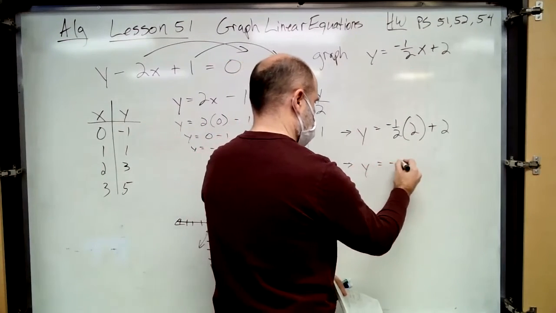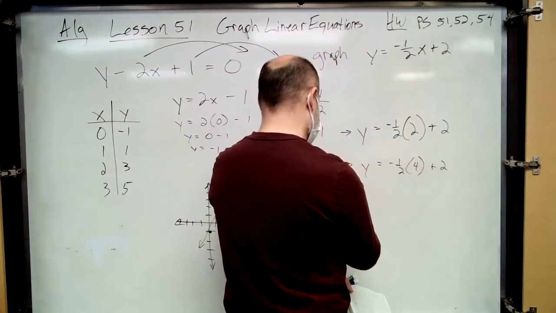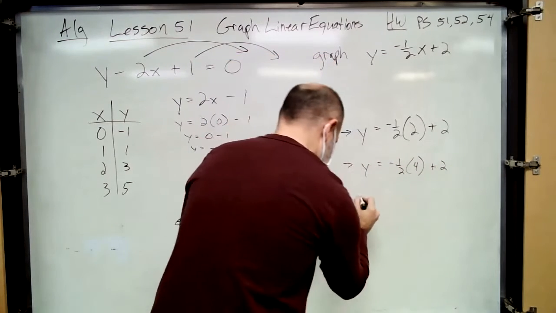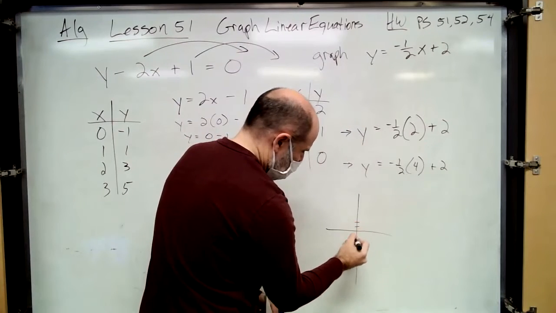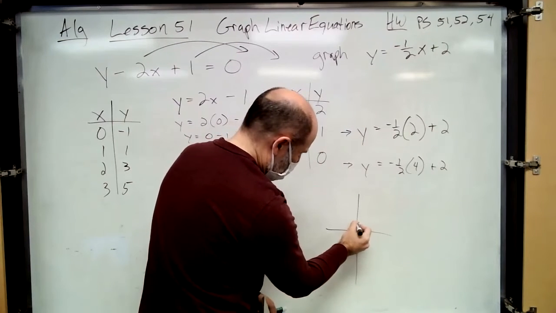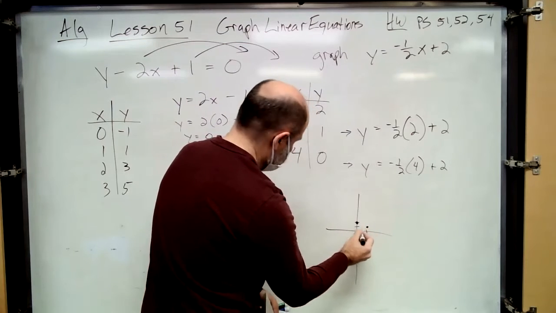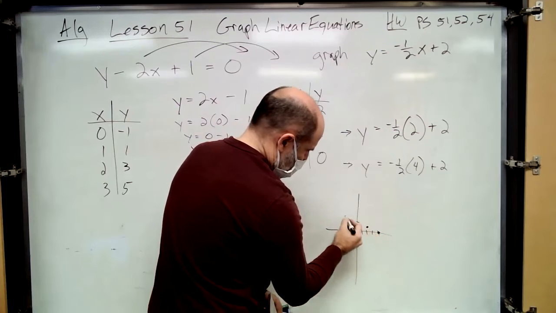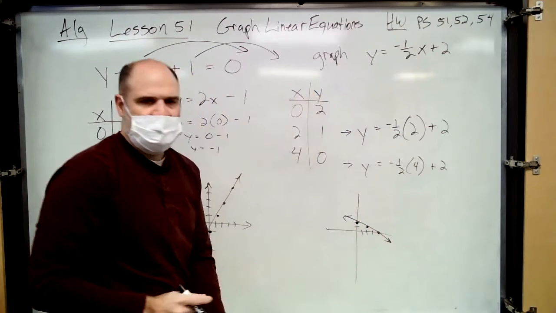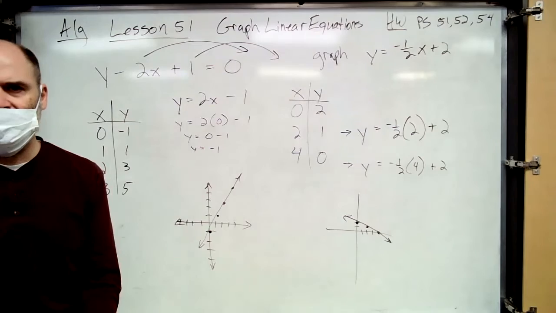Yes. Negative 1/2 times 4 is negative 2, plus positive 2 cancels out to 0. So let's graph it. 0, 2: to the left or right 0 and up 2. Boom. 2, 1: over 2, up 1. 4, 0: over 4, up 0. And you're done. That's not too bad, is it? Can you guys handle that?